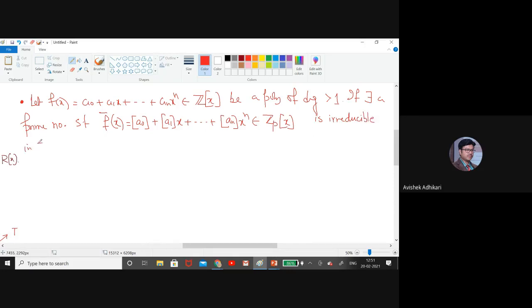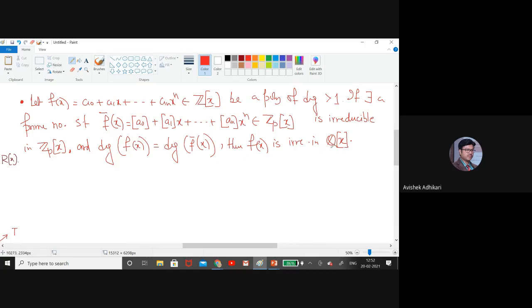in Zp[x], then, and this is very important, if the degree of f(x) is equal to the degree of f bar(x), then f(x) is irreducible in, again see, I started with Z but my conclusion is on Q. So f(x) is irreducible in Q[x].